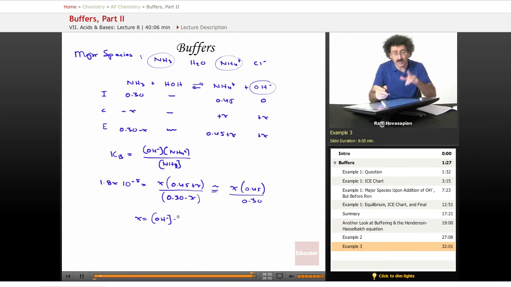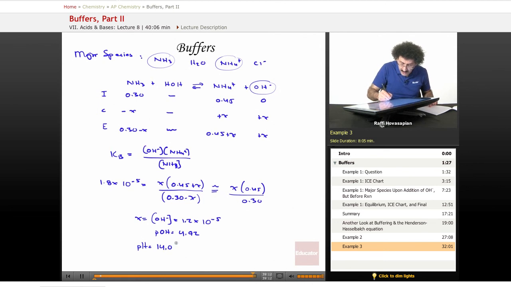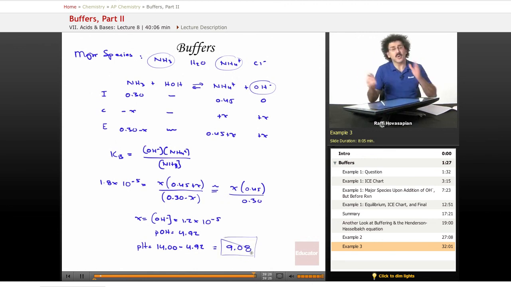Here we get x equal to an OH. Now, this is where you have to be careful. We're looking for the H plus. We have the OH minus, so we have to do that first. It equals 1.2 times 10 to the negative 5, which gives me a pOH of 4.92, which gives me a pH equal to 14.00 minus 4.92, and we get a pH of 9.08, which matches the pH that we got doing the Henderson-Hasselbalch equation. For that one, we got 9.07, but again, 9.07, 9.08, you ended up in the same place.